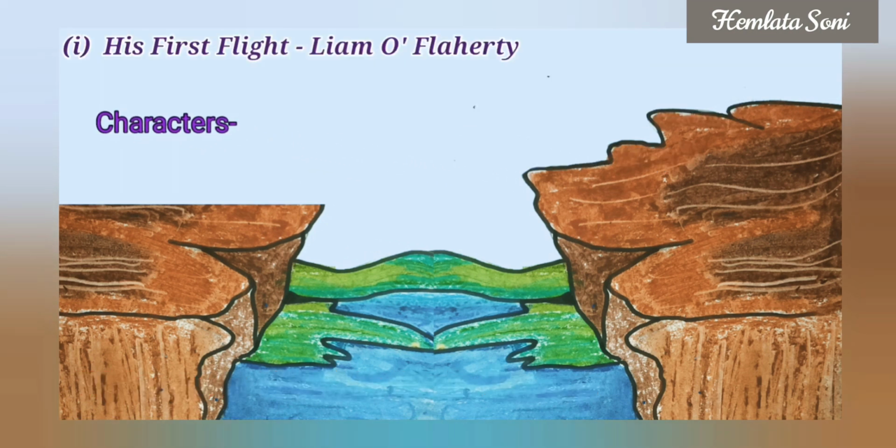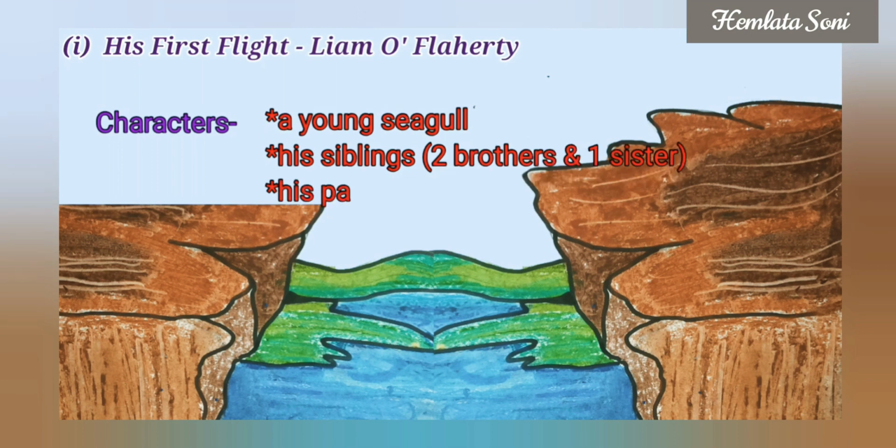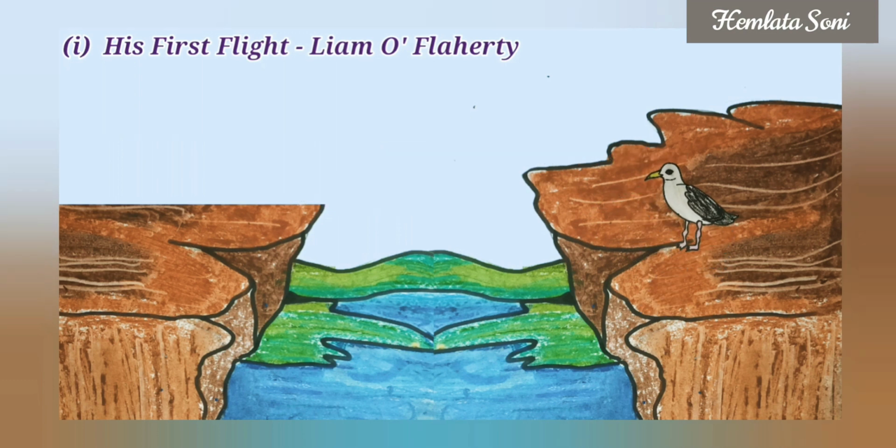So here are the characters. A young seagull, his siblings, he has two brothers and one sister, and his parents. Thus there are 6 characters in this story and the main character is the young seagull. So here I start the text.